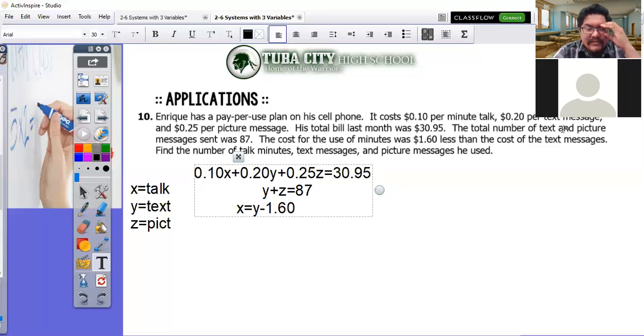And I think this last one is going to have the value, because if we're talking value, $1.60 is the value, right? That's what the number means. So since it's a value, since it's $1.60, it's not talking about the number of texts or picture messages or whatever. It's talking about the value. So the cost for use of minutes was $1.60 less than the cost of text. And okay, so hopefully that works out. Hopefully, I think this is set up.